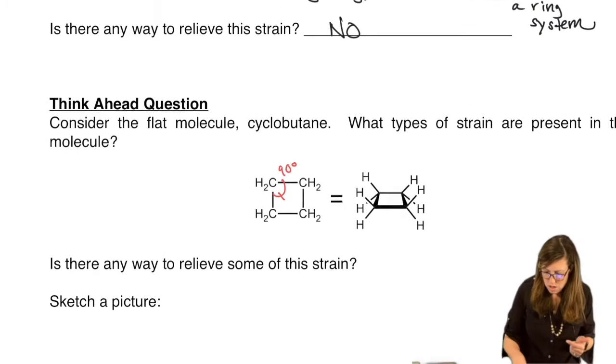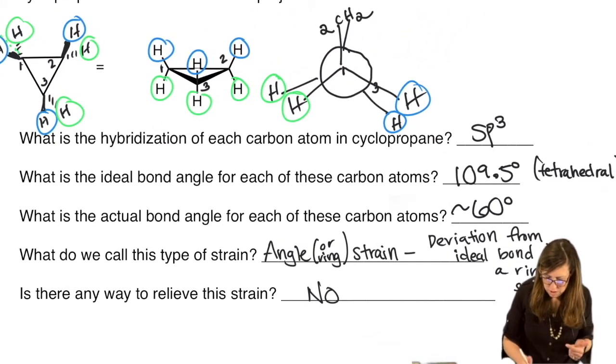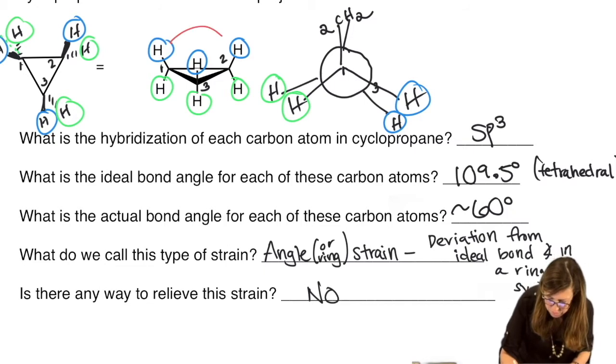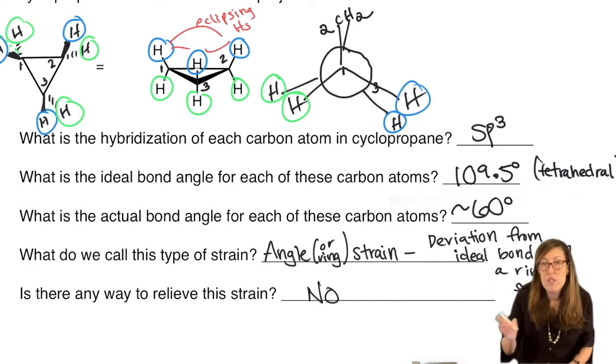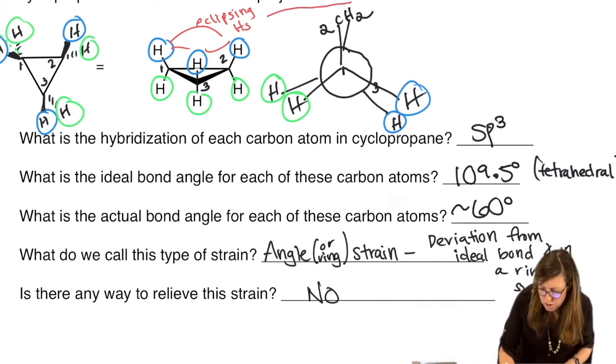So actually I forgot to also mention the fact that these are eclipsed up here. Let me label those. Eclipsing H's. That introduces a different strain. So it's not favorable to have them eclipsing. It's also not favorable for the bond angle. So there's also torsional strain.